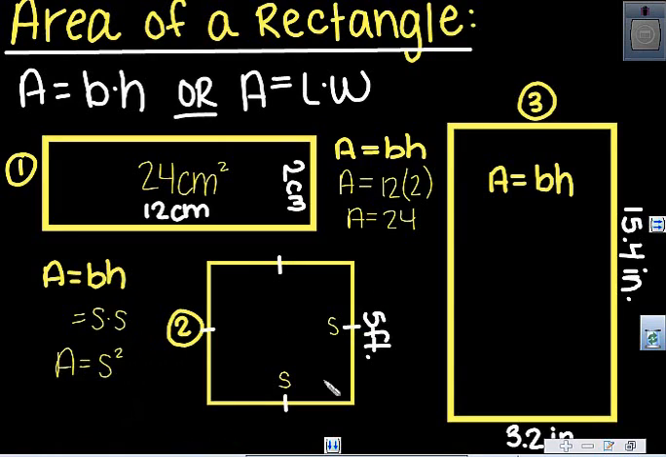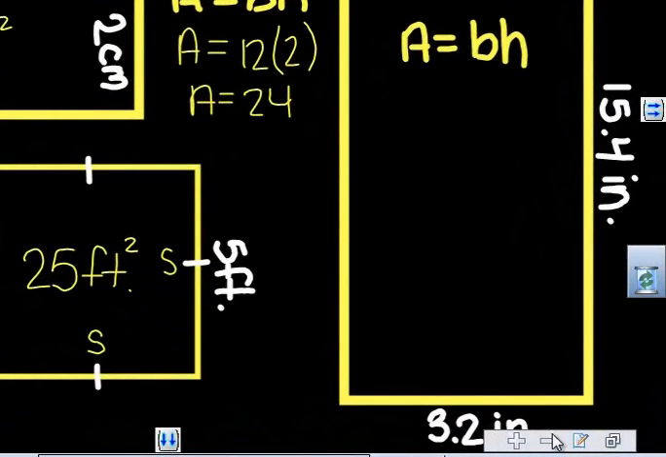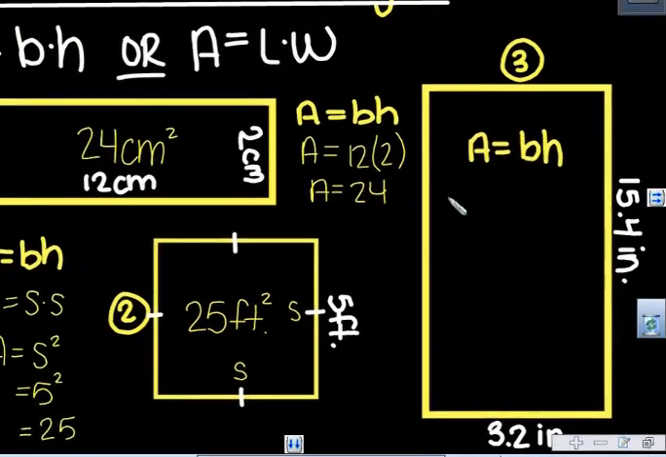Okay, my side given is 5 feet, so 5 squared, which is 25. Remember, squaring is multiplying the number by itself, so 5 times 5. And don't forget to put your units. In this case, we were told that this is feet. Area is squared. Okay, in this third one, you're given a base and height of 3.2 inches and 15.4 inches.